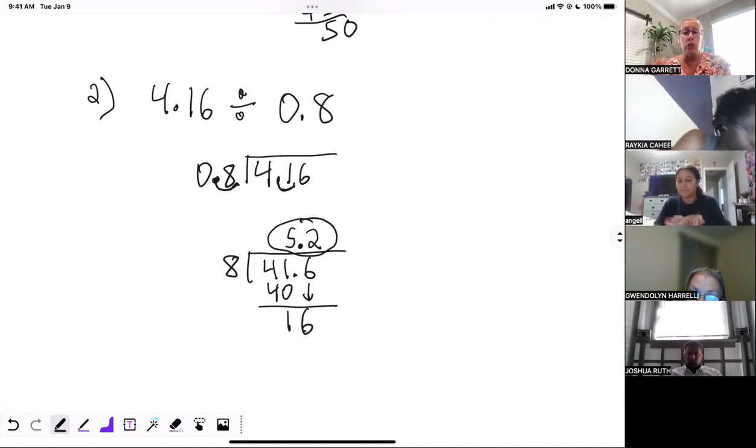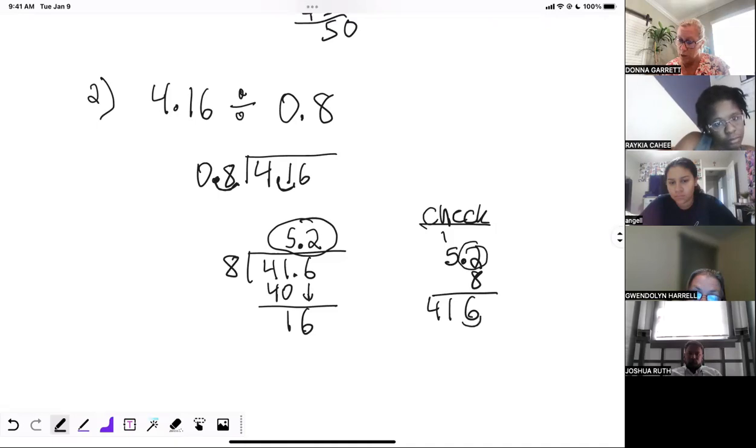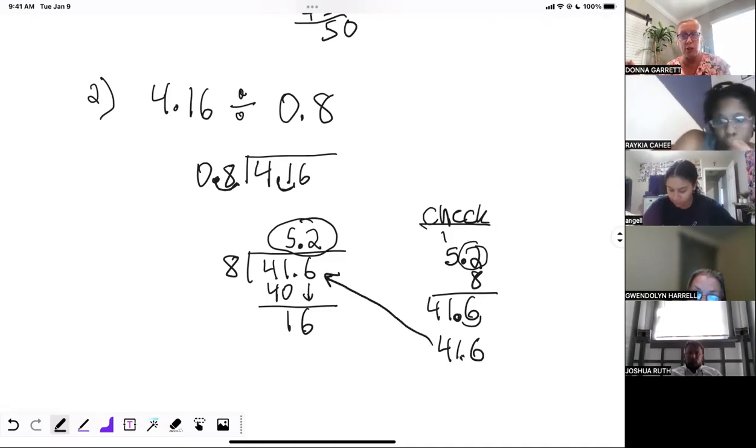Now, just to remind you, you can always check dividing by multiplying. So we can check this. We can check any of our answers, actually. We can do 5.2 times 8, 16. 8 times 5 is 40, plus 1 is 41. I have 1 decimal place, so I have to move it 1 decimal place, and I get 41.6. Now, because we moved the decimal place on the 8, you're only going to match that, but you know that's right because you just moved the decimal place. So I know my answer is fine.